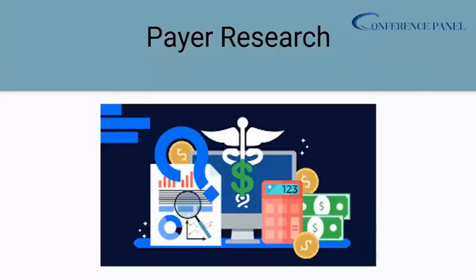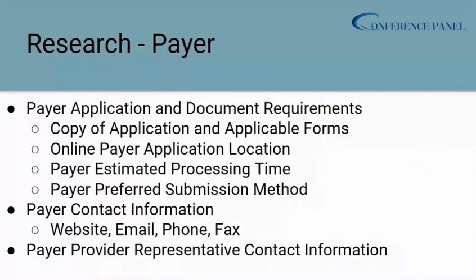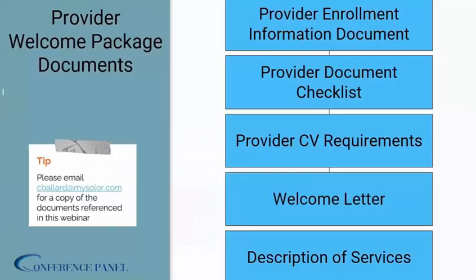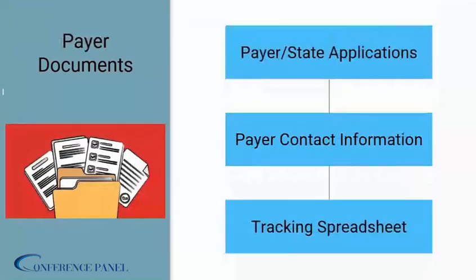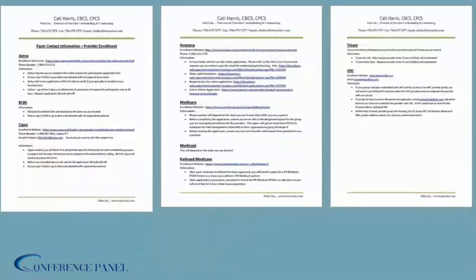So now we're moving on to the payer research. For the research on the payer side, you're going to want to know what the payer application and document requirements are. Make sure that you get the payer contact information. And the other thing that people overlook so often is your provider representative for the payer, and their contact information. So just to review, for the provider welcome package documents, you've got the provider enrollment information document, and you've got the payer documents. This right here is an example of the payer contact information.